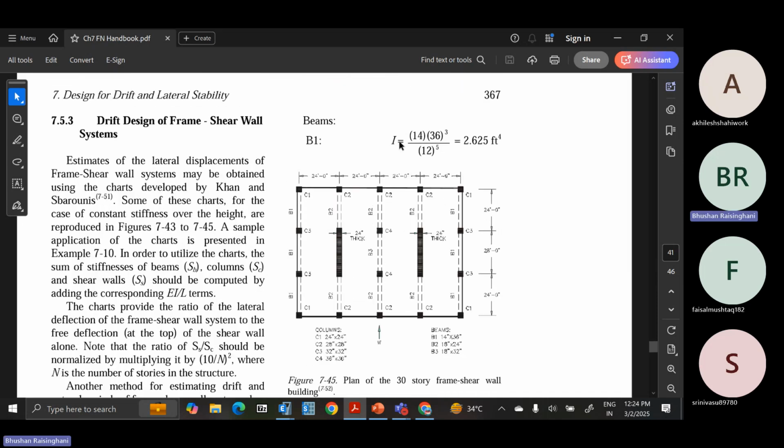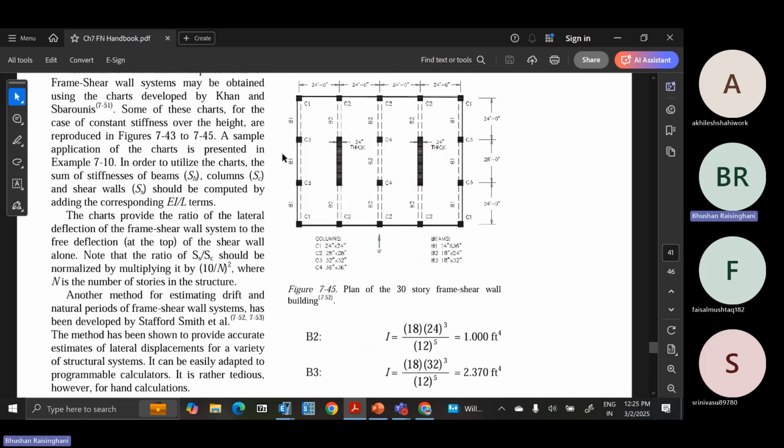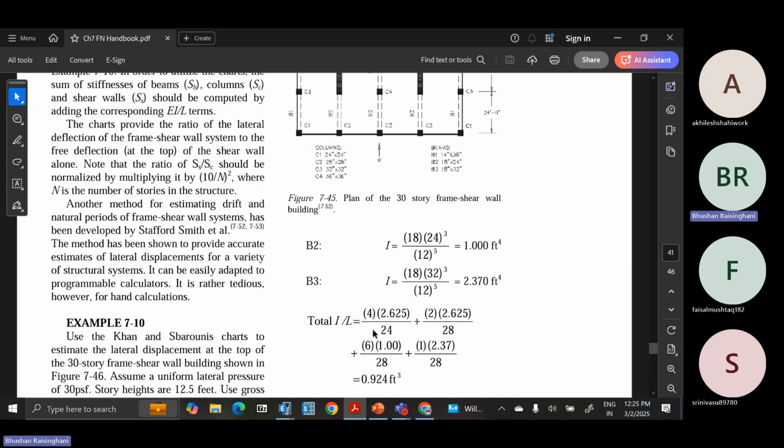Now you are getting the moment of inertia of the beam as bd cube by 12. Okay. So B1, B2, B3, like this is B1. This is also B1. Okay. And this is B2. Inside, this B2 is given. And this is B3. So all moments of inertia you have obtained, and total I by L you will also get from the numbers.